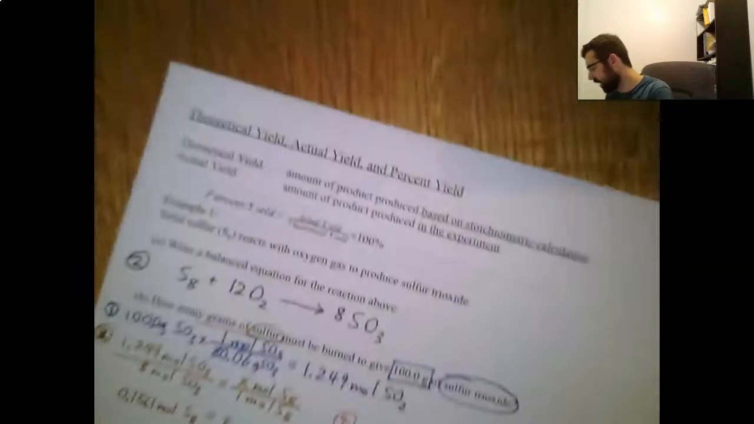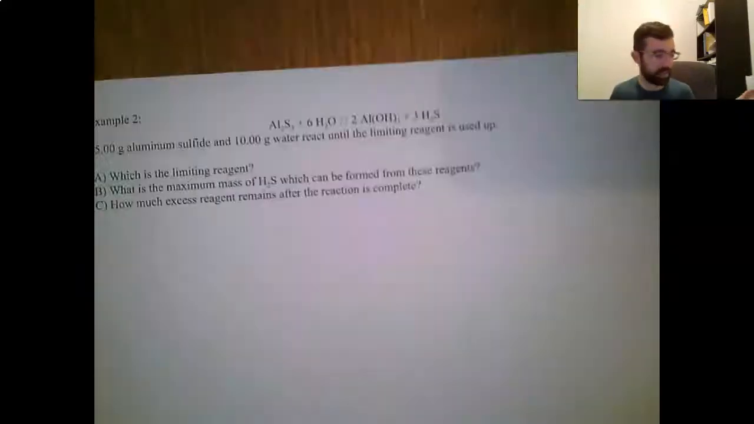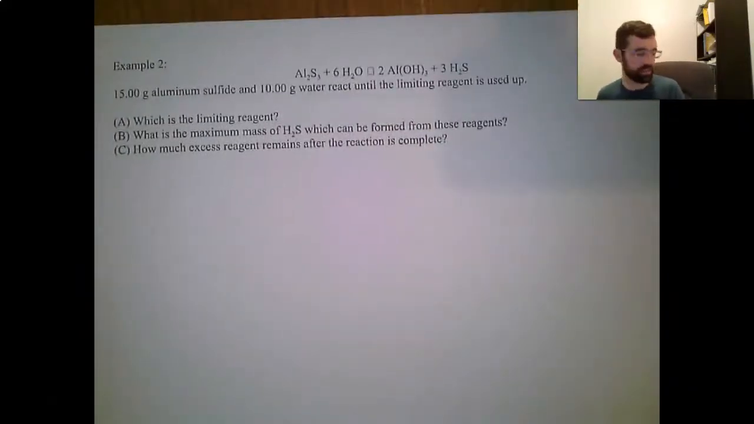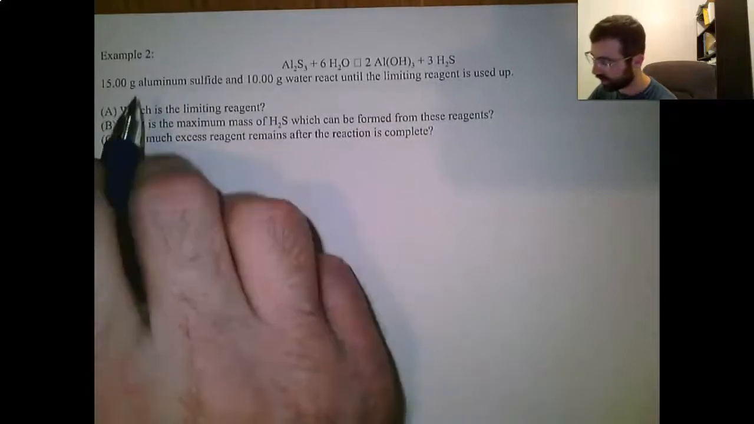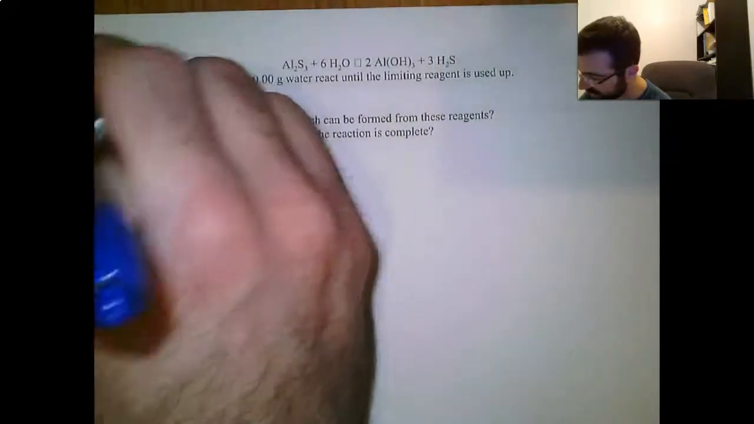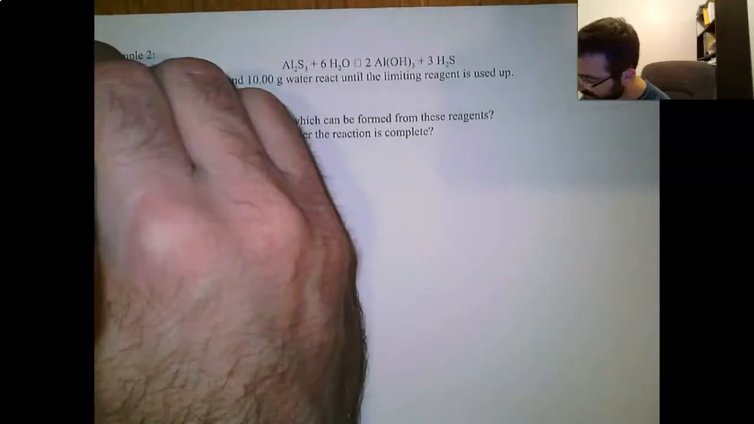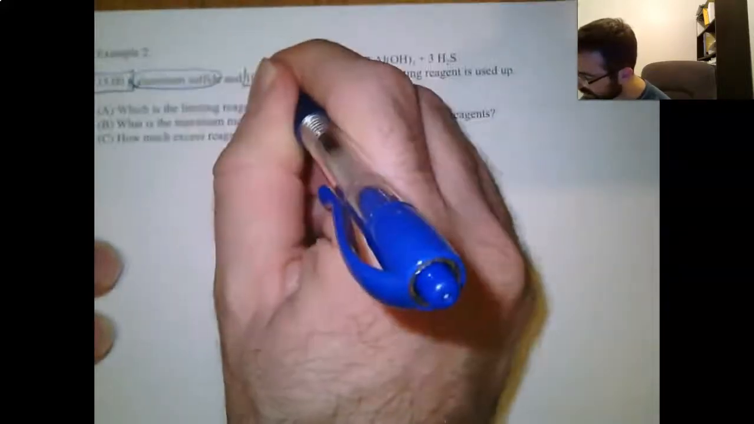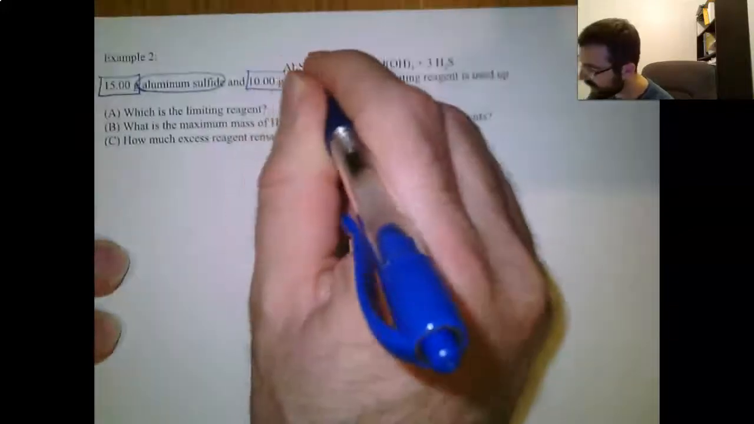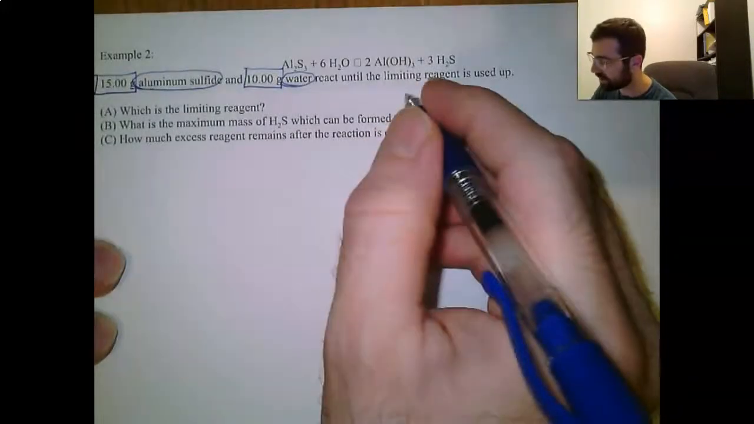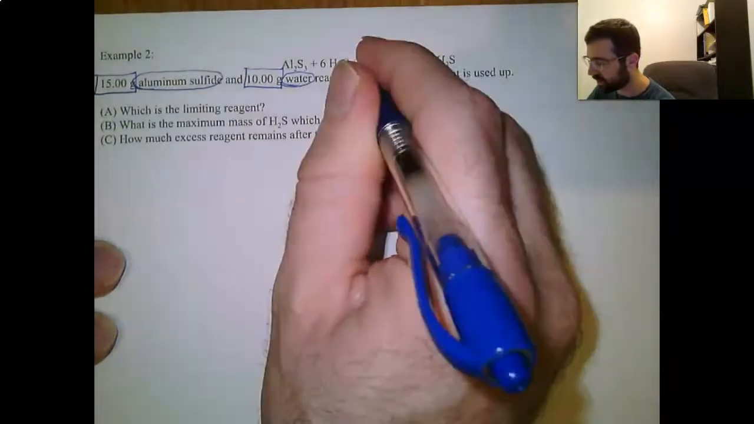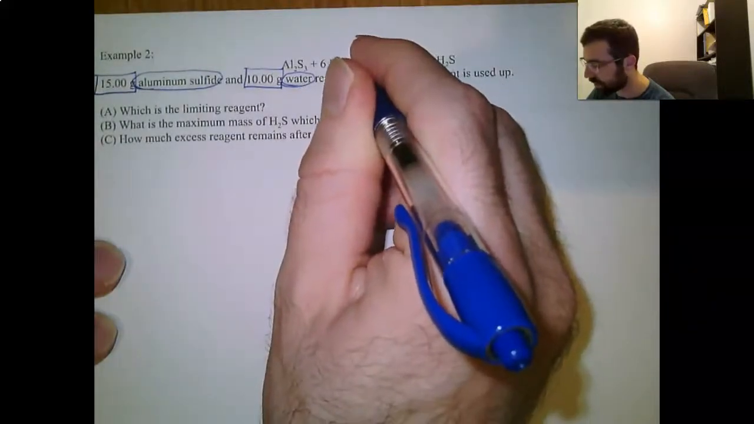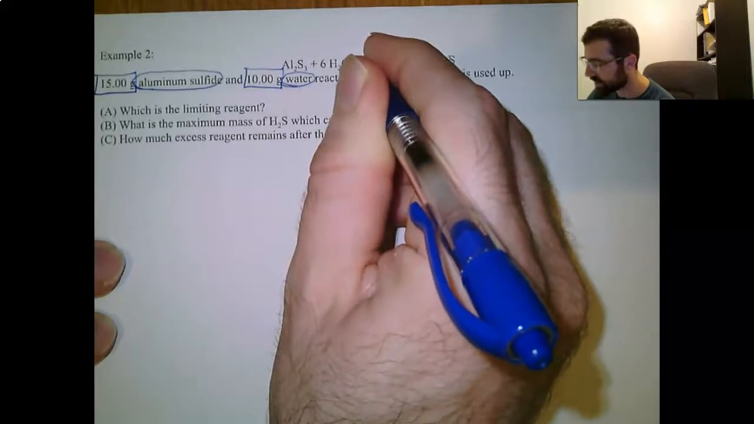Okay, let's wrap this up. We're going to do an example problem on this page, and then we got one more page of examples after this. Starting out, it tells us what we have. We have 15.00 grams of aluminum sulfide, and I have 10.00 grams of water, and they're reacting until the limiting reactant is used up. This, for some reason, printed as a box. It's supposed to be an arrow here. That's our yield sign.